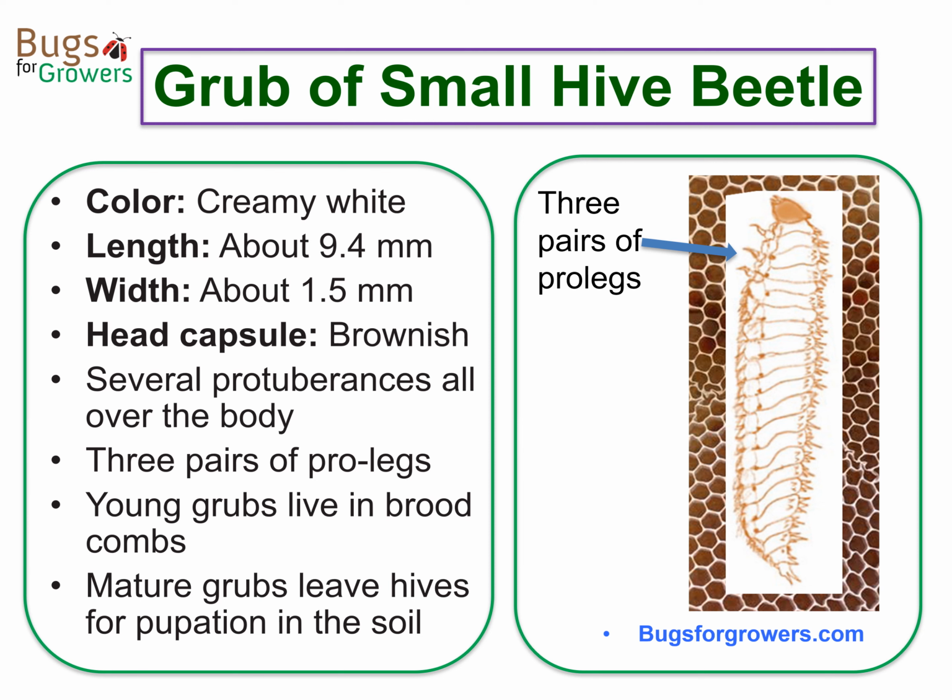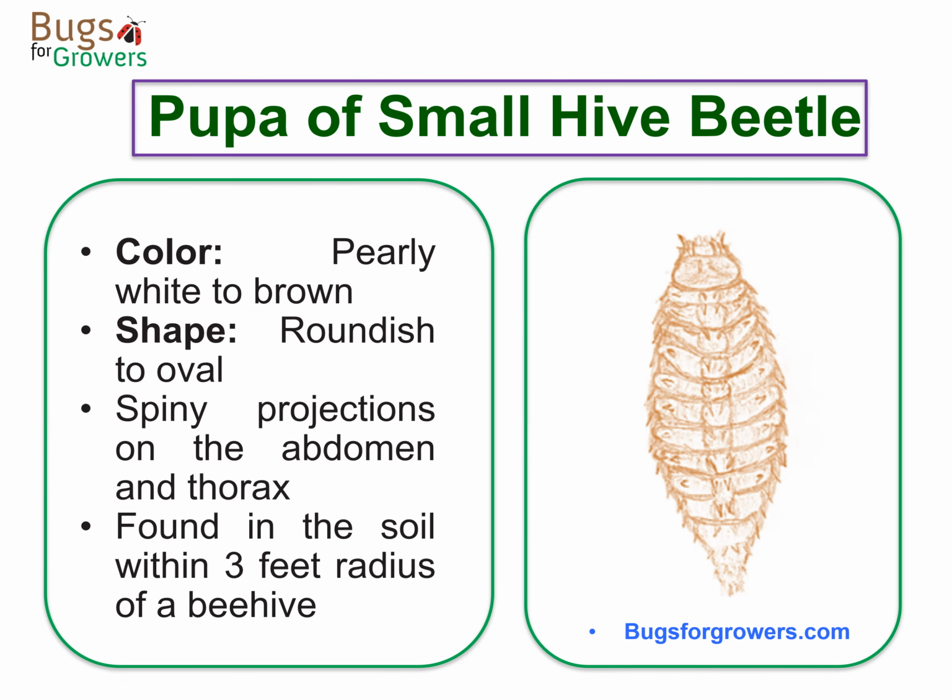Also, small hive beetle larvae have several spines on the dorsal side of the body, but these spines are absent in case of wax moth larvae. Pupae of small hive beetles can be easily identified because they are white to brown in color, roundish in shape, with thorny projections on the abdomen and thorax.